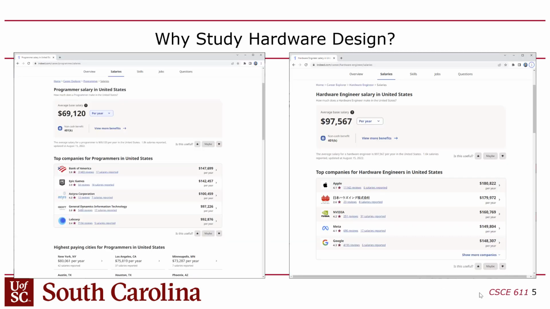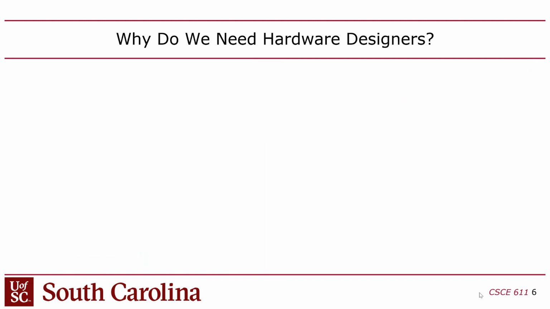So you might say, why study hardware design? Well, obviously, if you're a hardware engineer, the salaries are much higher than programmers and software people, because as you'll learn in this class, designing hardware is much more difficult than designing software, and more specialized. Cracks me up that Apple's average salary is $180,000 per year. Very competitive to get in there, though.